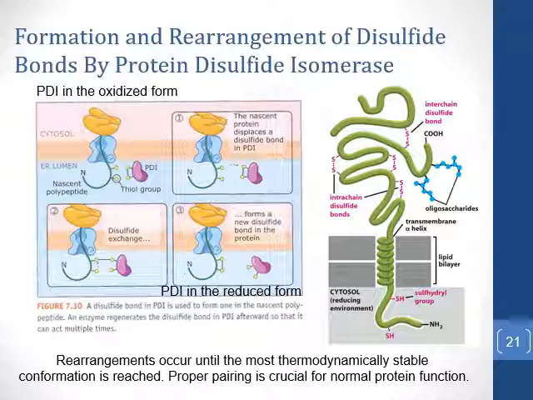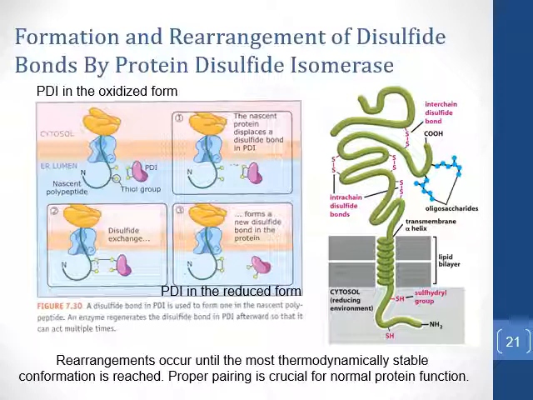So let's identify all the components. Here's our translocon. Here's our ribosome. There's our protein emerging through the translocon into the lumen of the ER. Now notice we've got 2 cysteines here. We have two thiol groups, and those are in the reduced form.